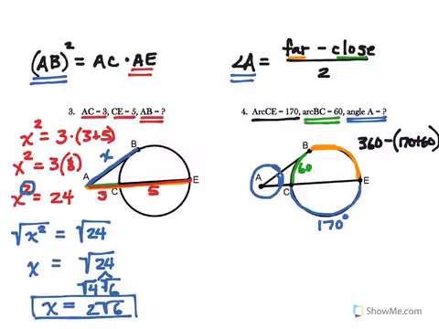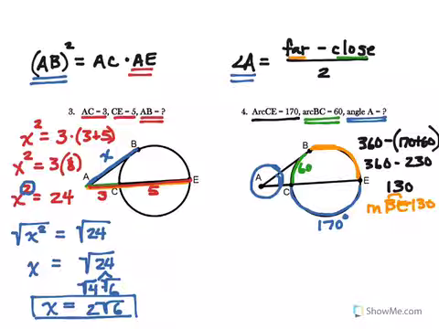So when we add those together, we get 360 minus 230, leaving us with 130 is equal to this arc. So the measure of arc BE is 130.